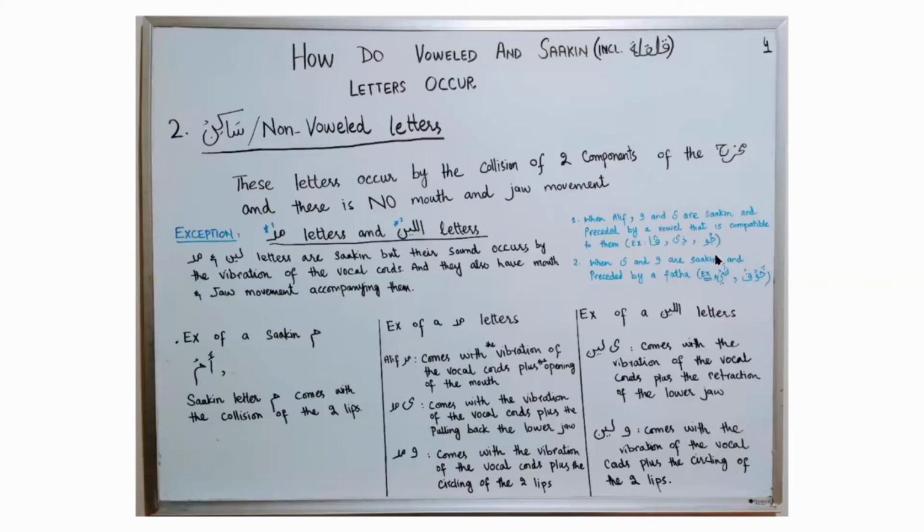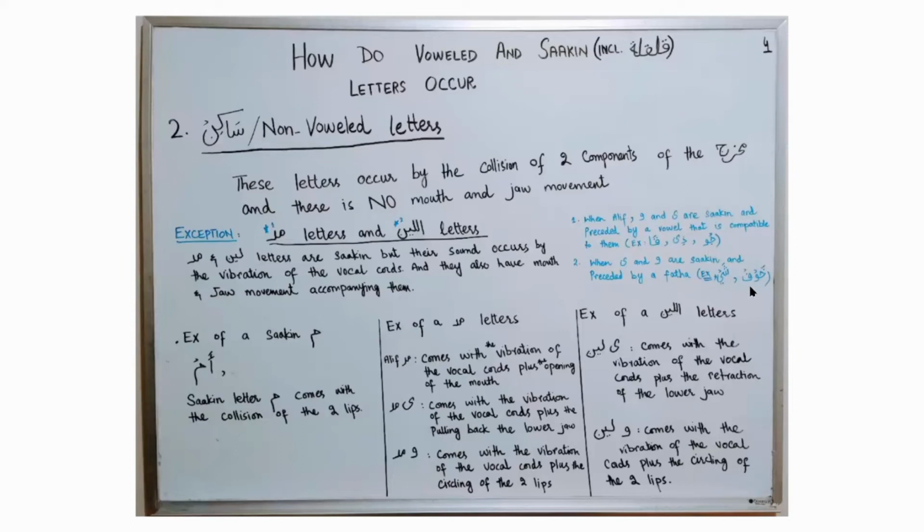But there is one more thing that these letters have other than the vibration of the vocal cords. They also have the mouth and jaw movement accompanying them. If you see in this example, letter waw is in a mud condition, and if I want to recite it, I will say joo. So I cannot give a waw mud unless I circle my lips. I cannot give letter ya unless I pull back my lower jaw. I cannot give alif mud unless I open my mouth. All these letters come with the vibration of the vocal cords plus the mouth and jaw movement.